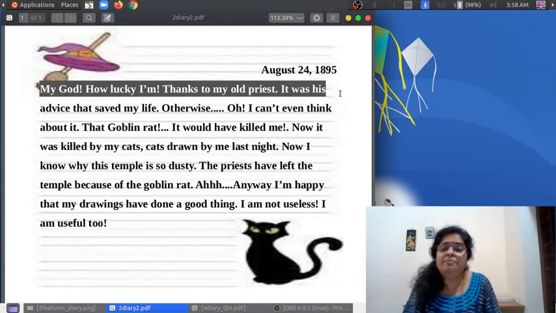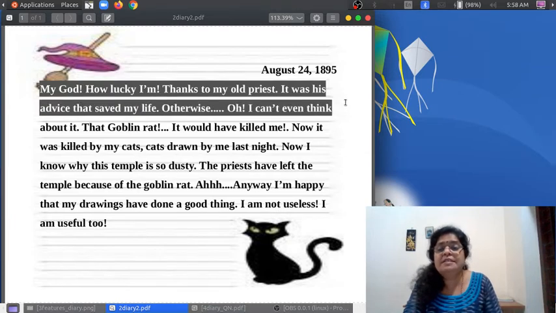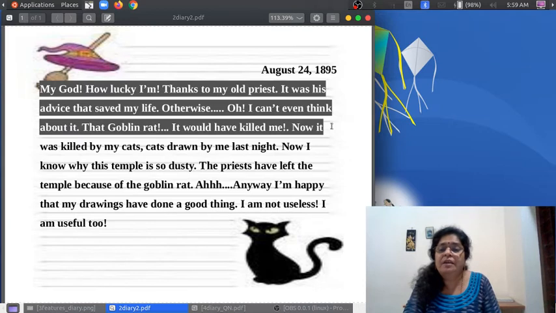August 24, 1895. My God, how lucky I am. Thanks to my old priest. It was his advice that saved my life. Otherwise, oh, I can't even think about it. That goblin rat, it would have killed me.